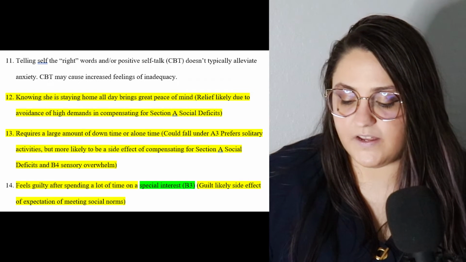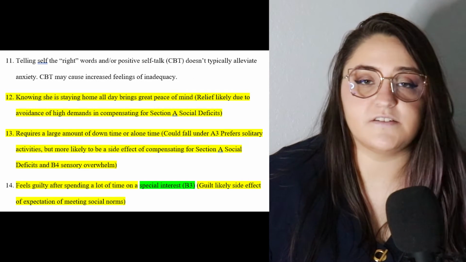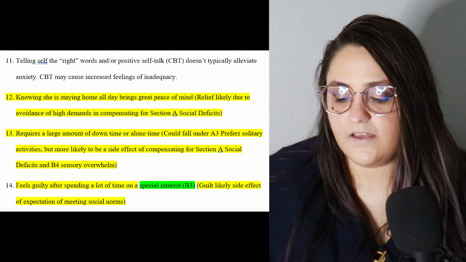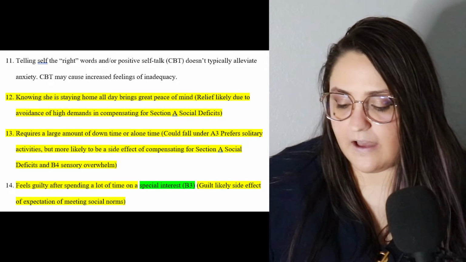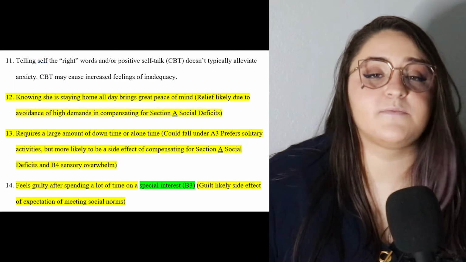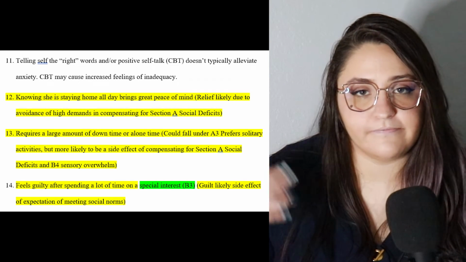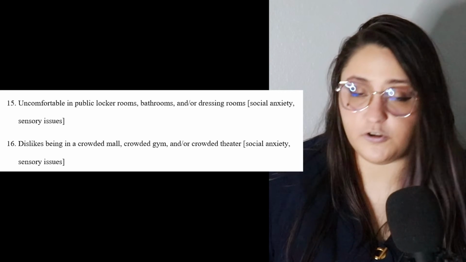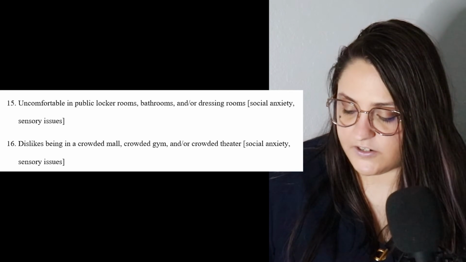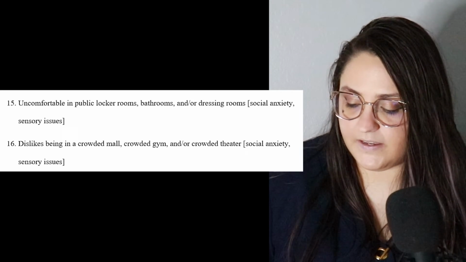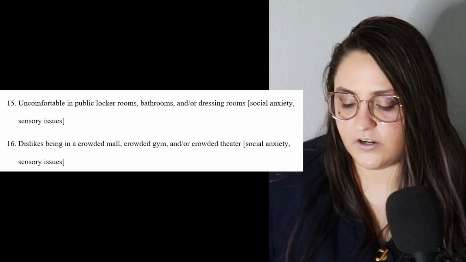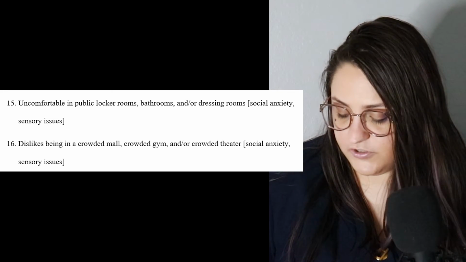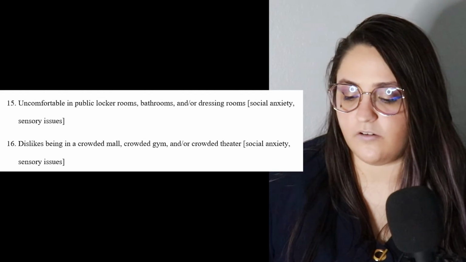Feels guilty after spending a lot of time on a special interest. So I actually split this one. The special interest does fall under B3. Feeling guilty about spending time on it, however, is likely a side effect of the expectation of meeting social norms, which autistic people don't tend to do. Uncomfortable in public locker rooms, bathroom, and or dressing rooms. This one didn't necessarily fit criteria, but is probably really social anxiety and sensory issues here. Dislikes being in a crowded mall, crowded gym, and or crowded theater. Again, social anxiety, sensory issues, but they don't really meet criteria.